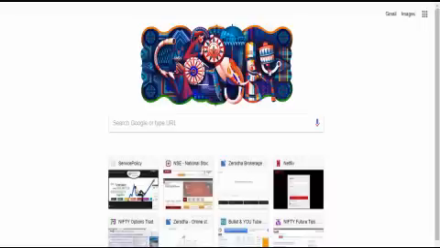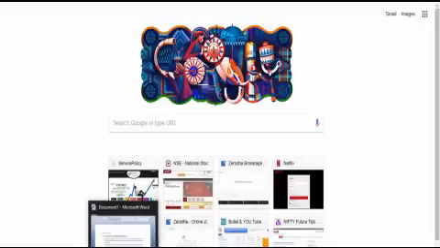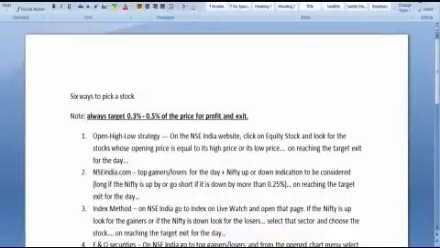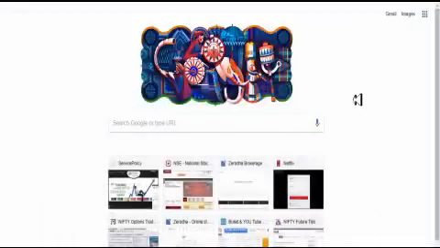I'll open up my Word document just to refer the points one after the other, 1 to 6 methods. The first method, as you can see here, is the open high-low strategy. Now, what does this mean? It only means that you have to look for those stocks whose opening price matches the closing price, I mean the high price or the low price for that particular candle.